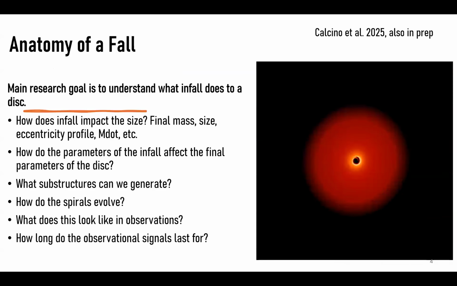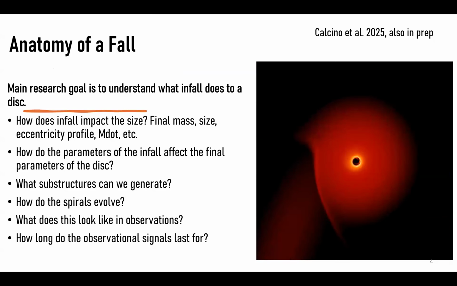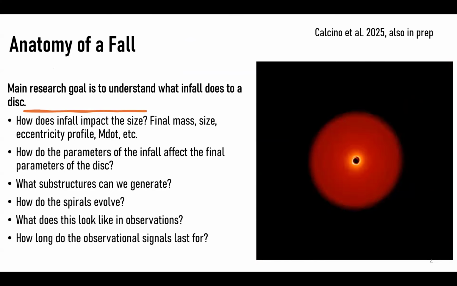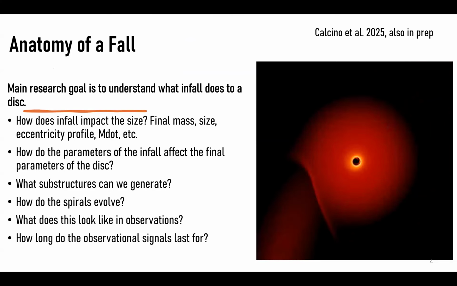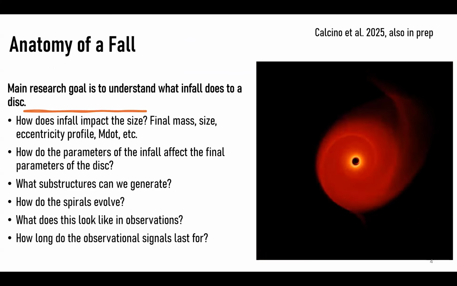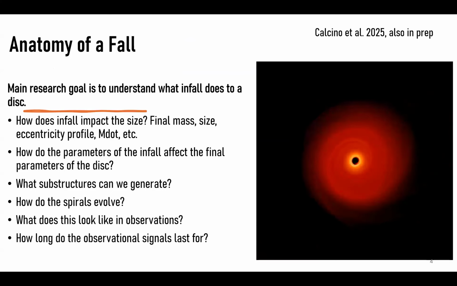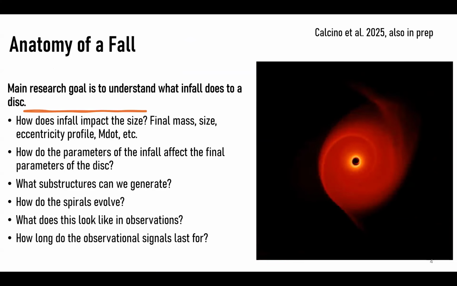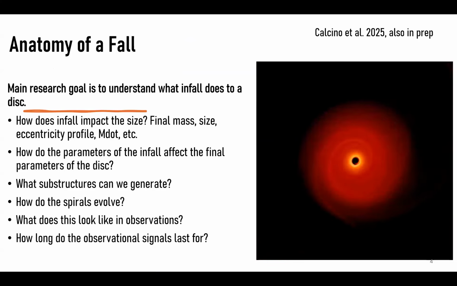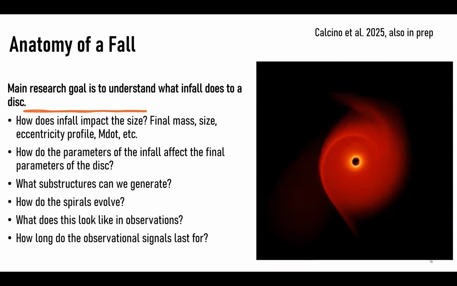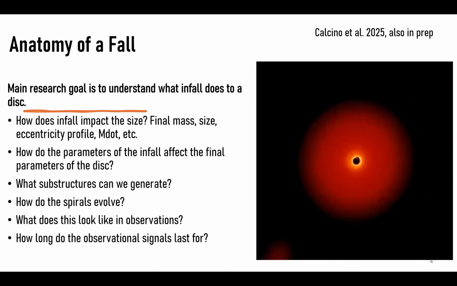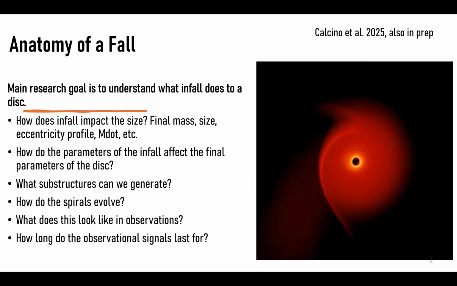So motivated by that, I took it upon myself to do some simulations with infall. The main objective of this project is to study the effects of streamer-like infall. I'll talk about the setup a little later, but we want to understand what this infalling material can do to an initially unperturbed disk. Can we generate spiral arms? Can we generate gaps and rings in the dust? And how long do these signatures last?